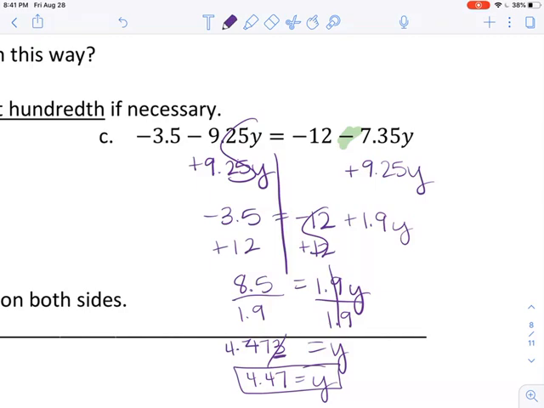Okay. Good luck today, guys. Remember, our steps are that we're going to do the opposite of one of the variable terms, and then it'll be the same as a two-step equation.